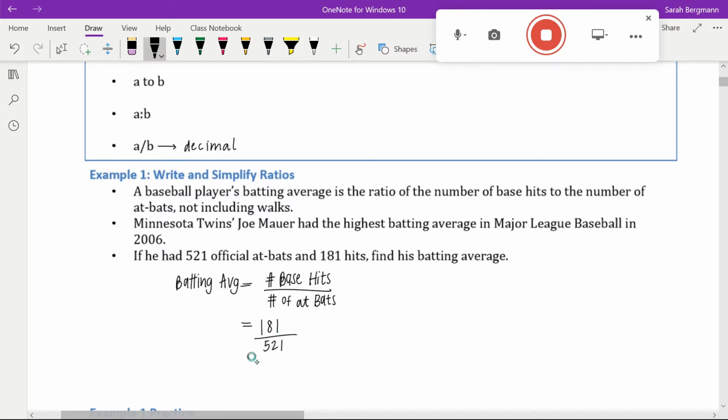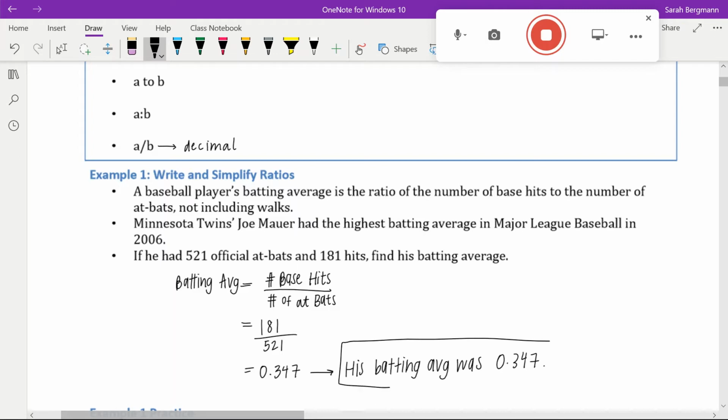So this is a good answer, but normally batting average is given as a decimal rounded to the nearest thousandth place. So we can go ahead and divide this out. I'll type 181 divided by 521 into my calculator and round it to the nearest thousandth. What this means is that his batting average was 0.347, which is clearly very good because he had the highest in the league. If any of you are baseball players, you can compare your batting average, and now you know how to find it.